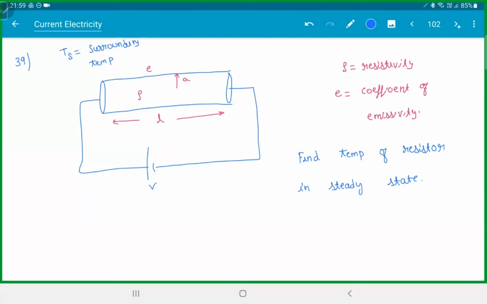I hope the question was clear. Because the resistor is producing heat, the temperature will rise. Because the temperature rises, it will emit radiations. At one point, whatever power you're producing will be equal to the power that is radiating. At that instant, temperature will stop increasing. So find the temperature. That is the meaning of steady state.